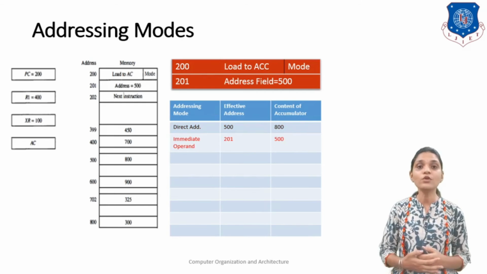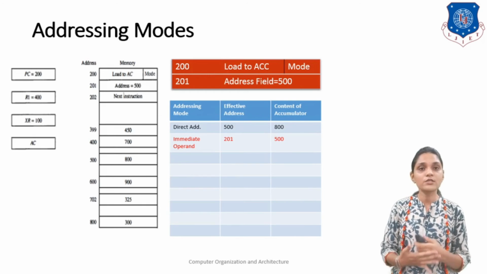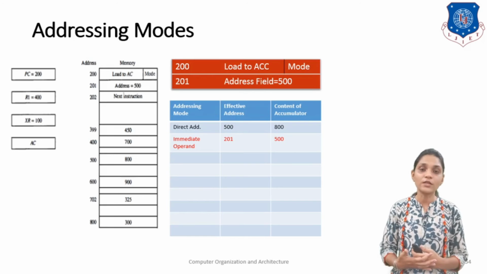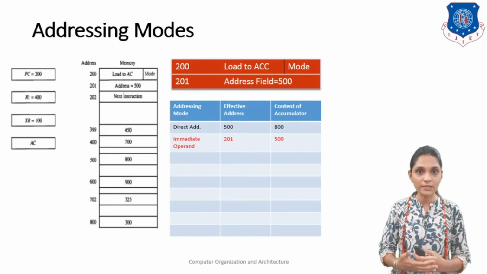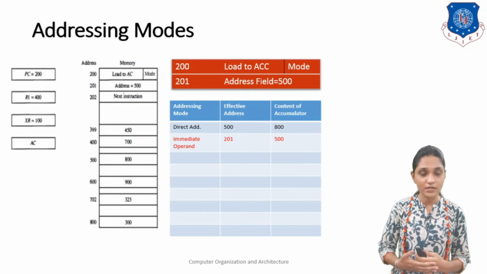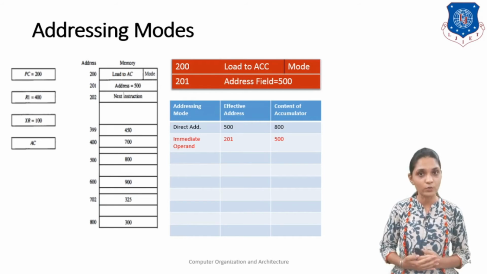For the next addressing mode, that is your immediate addressing mode or immediate operand mode. In this addressing mode, your address field is going to be used as data that is going to be stored into the accumulator. So for that data, your address is the next address, that is 201, and the content of that location is 500. So by the end of this instruction, your 500 data is going to be stored into the accumulator.